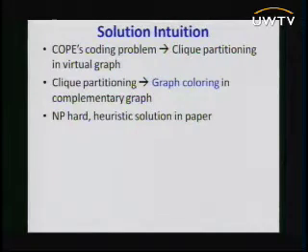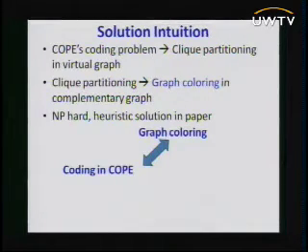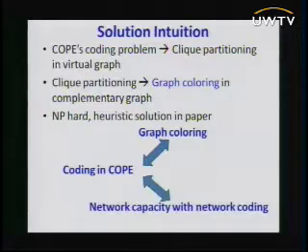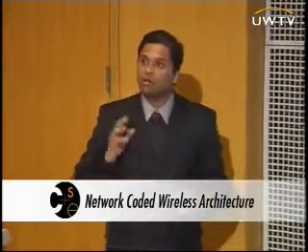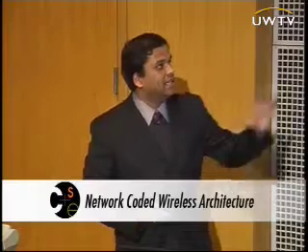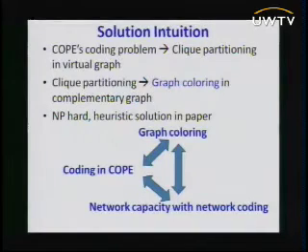So you can make this intuitive argument precise to show that the coding problem in COPE is functionally equivalent to graph coloring. And you can use a separate argument to show that the coding problem in COPE is functionally equivalent to the open problem in information theory of finding the network capacity with network coding. And thus, the coding problem in COPE allows us to connect an open problem in information theory with an equally important problem in CS theory. And any techniques developed for any one of these problems can now immediately be applied to the other two.